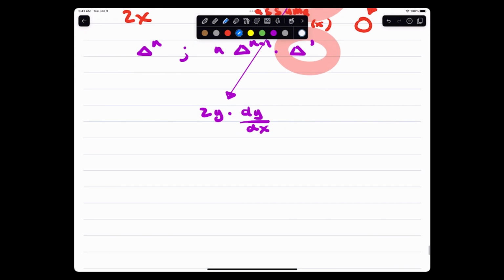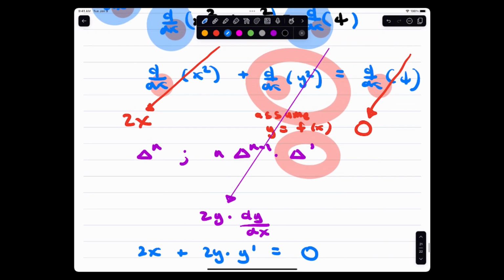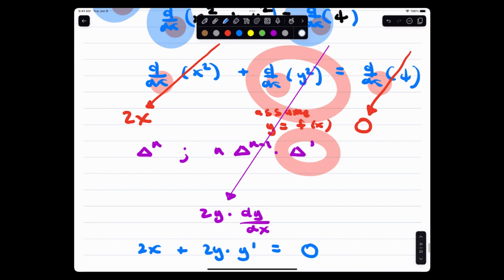Now, that means we have what? 2x plus 2y, I'm going to put times y prime, which is really dy dx. And that's going to equal what? 0. So you're really looking at all the gory detail here: 2x, 2y, y prime, 0. You're looking at what's left here. And I think earlier today we were using the gray, so let's just be consistent.